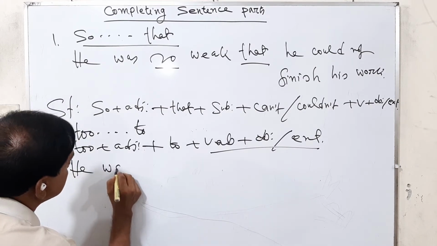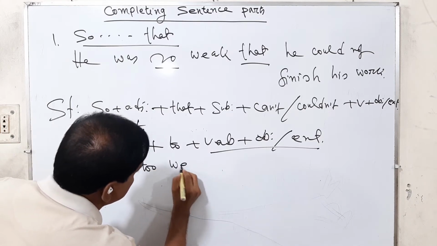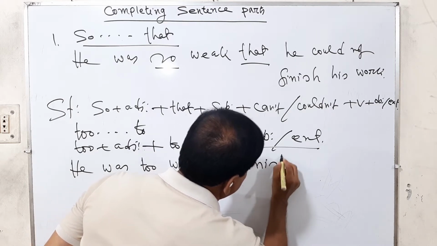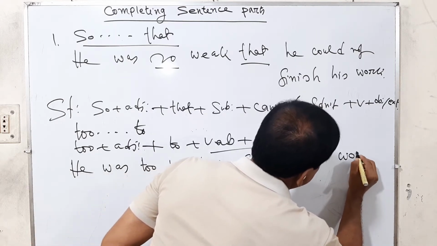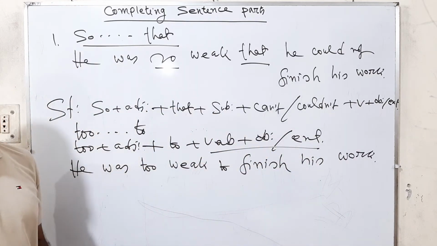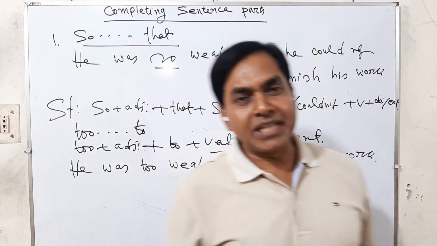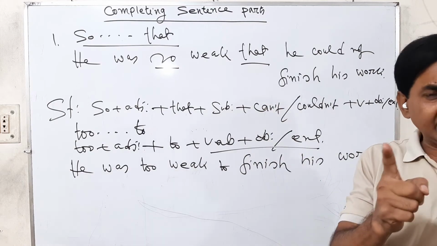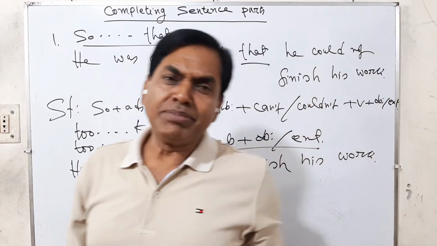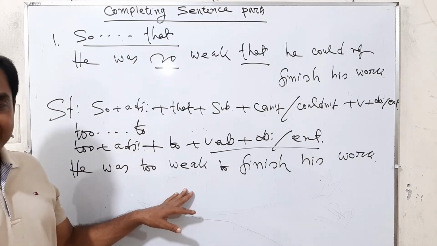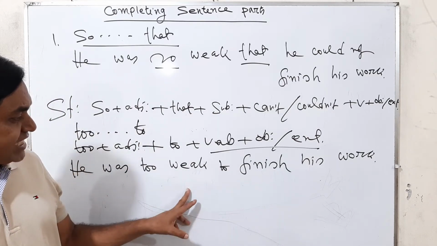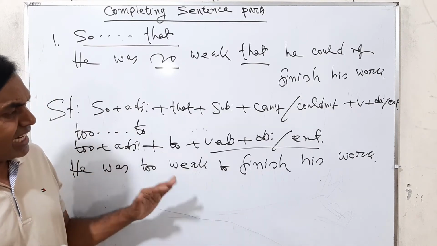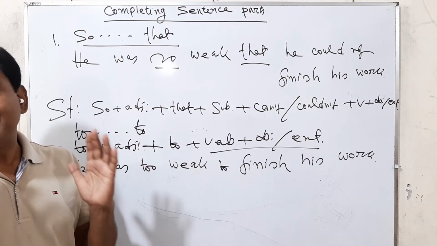He was too weak. He was too weak to finish his work. So at the same time we can learn two kind of action. The first one is so that, negative sentence and complex sentence. At the same time we can learn affirmative sentence, that is too too plus adjective plus too plus verb. In this way we can make negative sentence and at the same time we can complete the sentence structure.